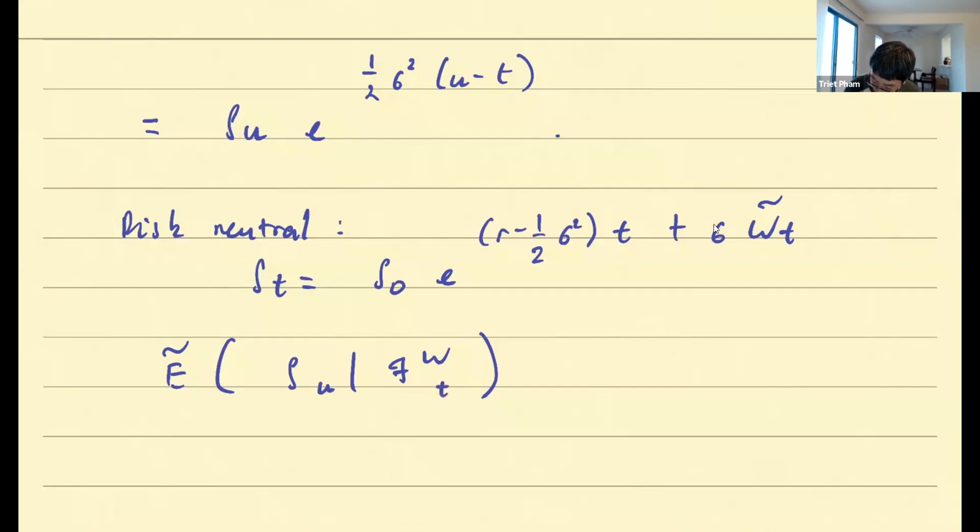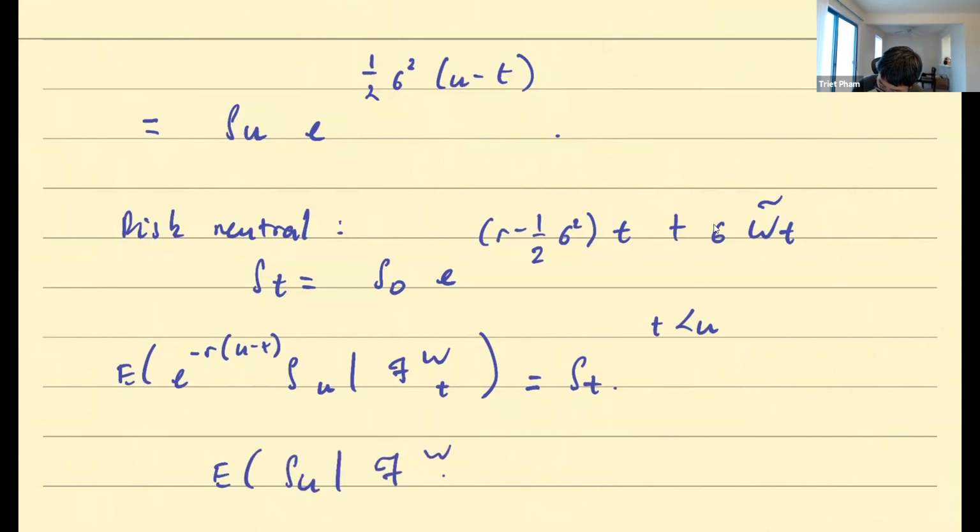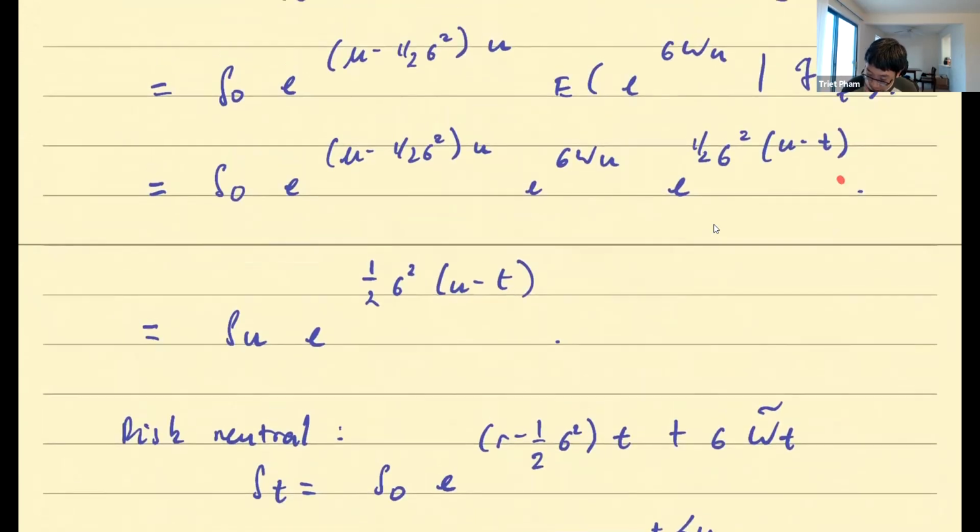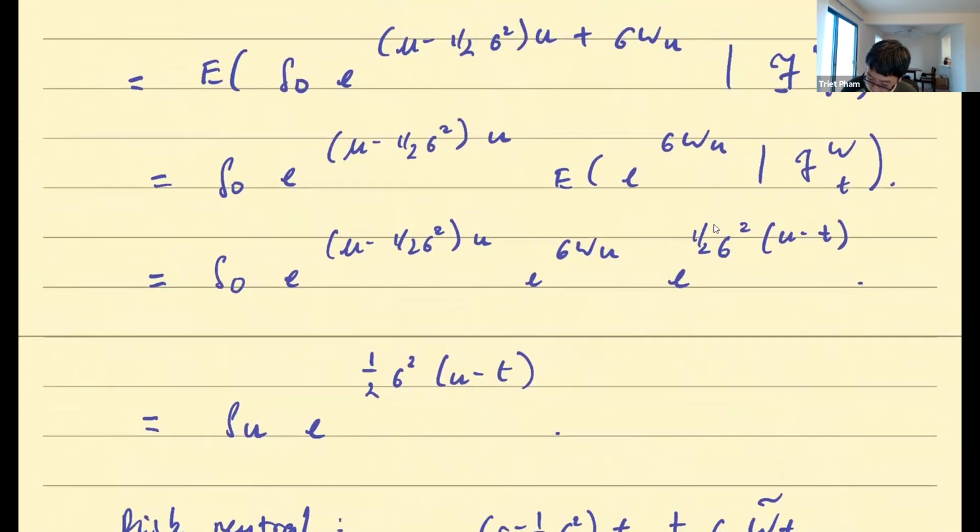Okay, so it should be that for T less than U, if the result I want is something like this, and I know it's true that the expectation of e to the minus R (U minus T) like this is equal to ST. In other words, what I should get is the expectation of SU given this is e to R (U minus T) times ST. Instead, what I get is something like sigma square, which, if I trust the above result, doesn't seem to be making sense.